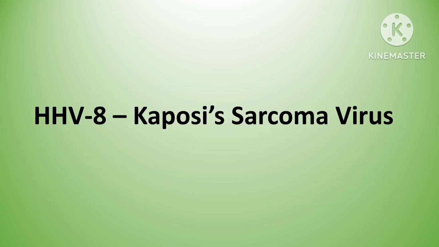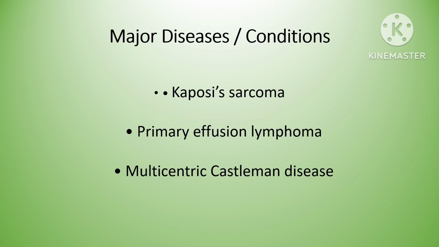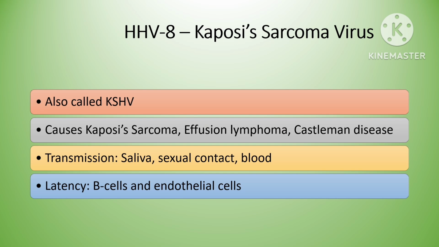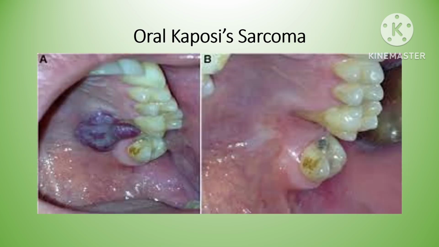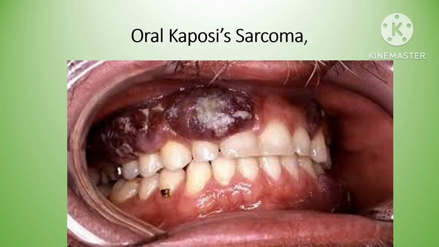Coming to the last virus of the herpes family, HHV-8. It is also known as Kaposi sarcoma associated herpesvirus. Primarily, it affects endothelial and B cells. It is most known for causing Kaposi sarcoma, which is a vascular tumor often seen in immunocompromised patients, especially those with HIV or AIDS. Oral involvement is common in AIDS-related Kaposi sarcoma, appearing as reddish purple patches or nodules on the hard palate, gums, or tongue.